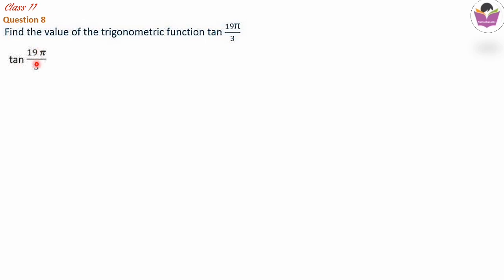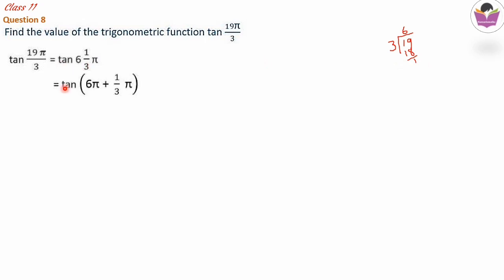On to question number 8. Find the value of the trigonometric function tan 19 pi by 3. Here tan 19 pi by 3 we can just write as tan 6 1 by 3. How we have done means, just we have done the calculation like before. 19 we have divided with 3. When we are dividing 19 with 3, it comes as 6 times. 6 3s are 18, and the remainder is 1. So this is the way we have written 6 1 by 3, that is written 6 1 by 3 pi.